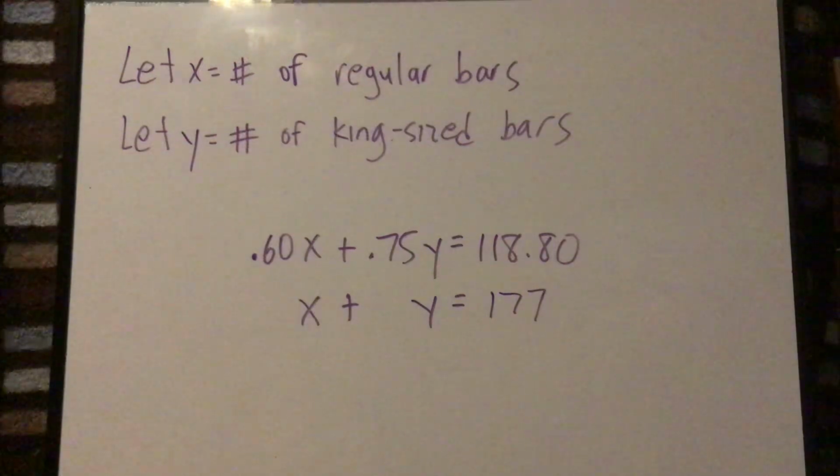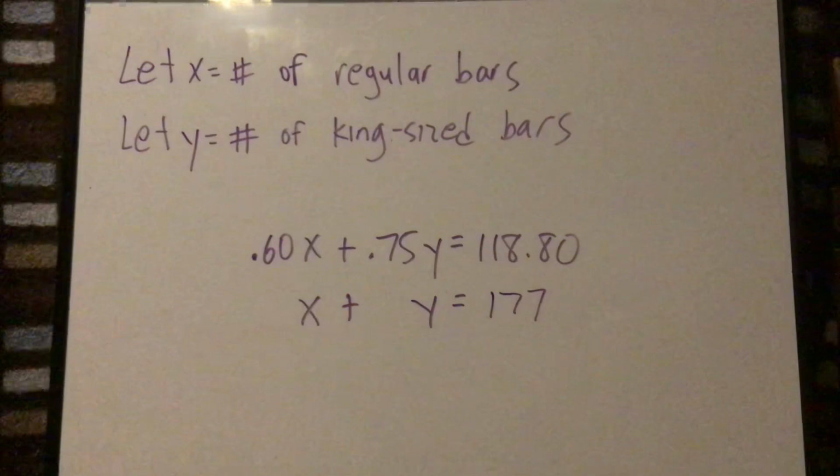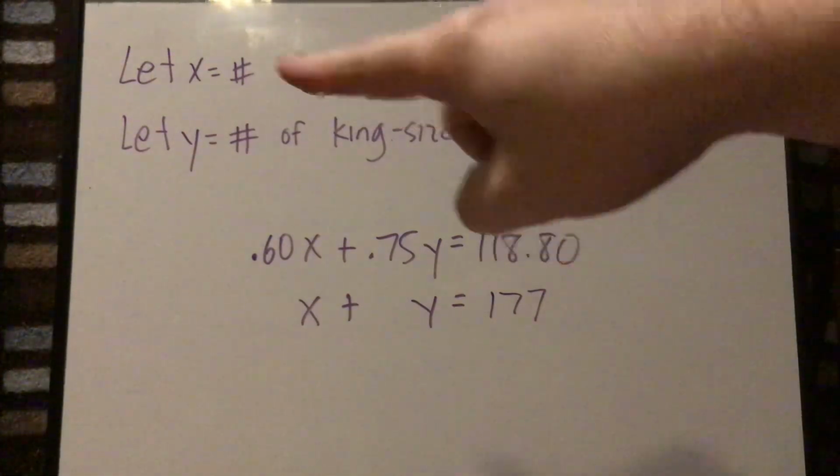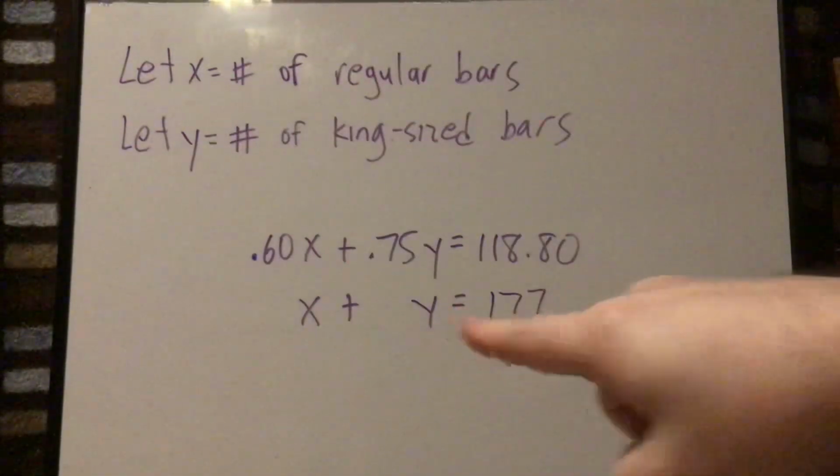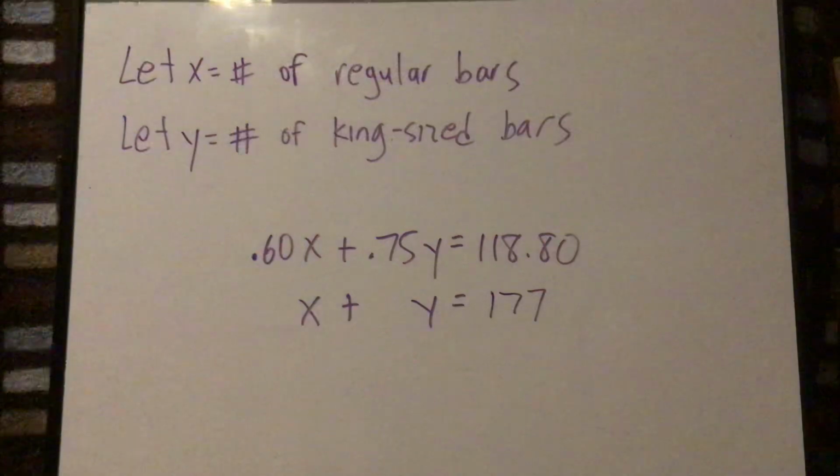So the bottom equation is actually the easier of the two. They told me that I sold a total of 177 bars of chocolate. So basically, since I have the number of regular and the number of king size, if I take the number of regular and add it to the number of king size, I know that's got to come out as 177.